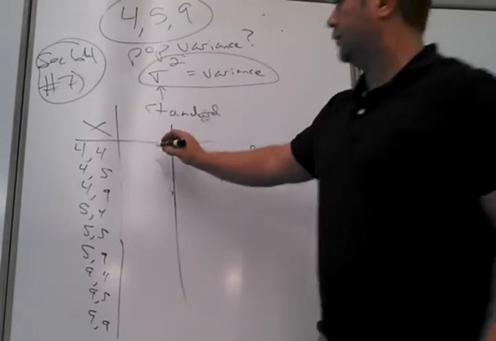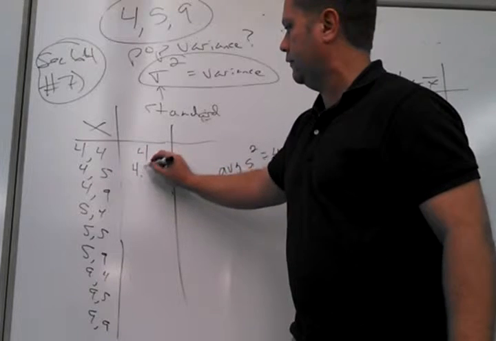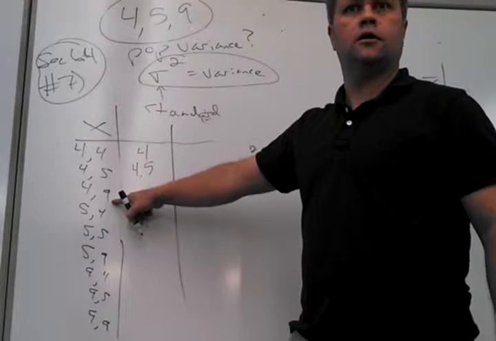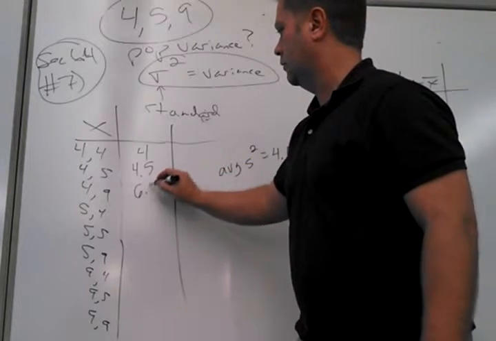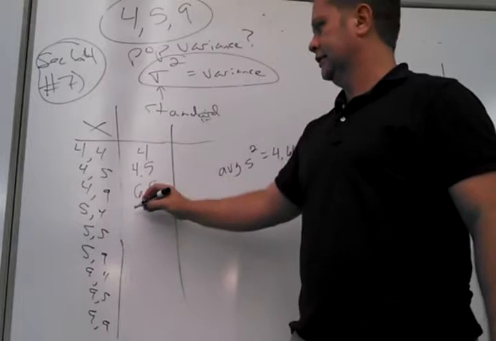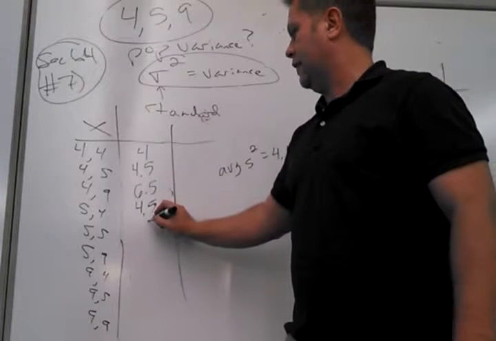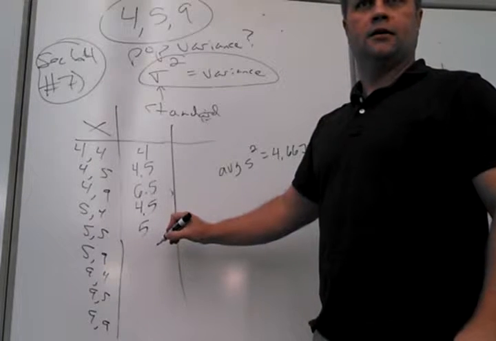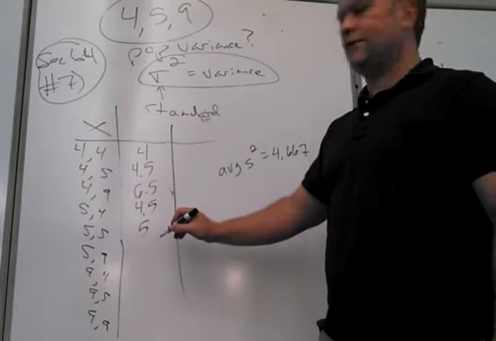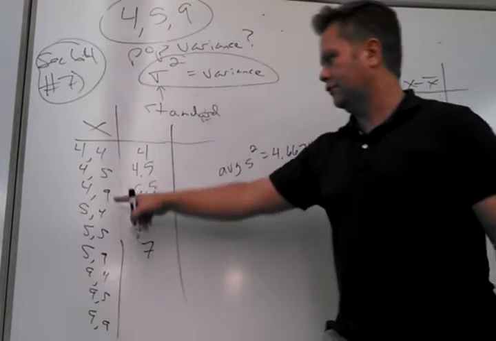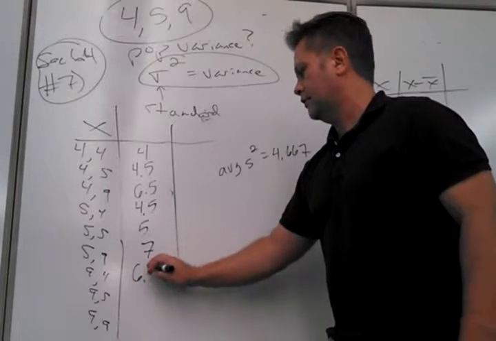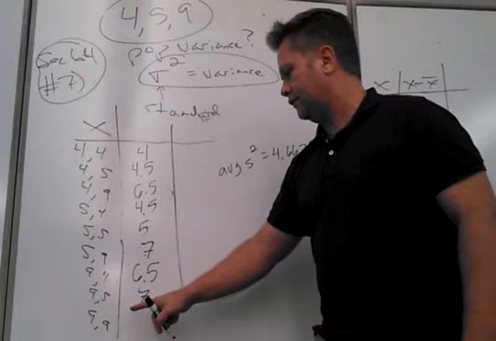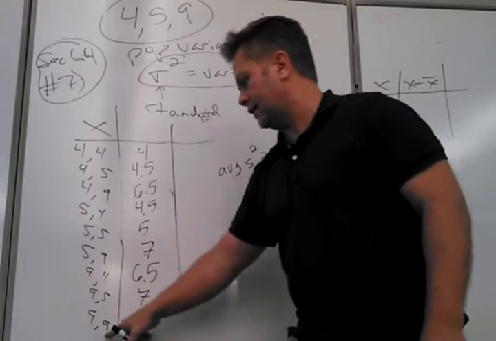All right, so the median here was 4, like you told me. The median here was 4.5. What's the median of 4 and 9? 6.5. Median of 5 and 4? 4.5. 5 and 5? 5. 5 and 9? 7. So 4 and 9 is 6.5, and 9 and 5 is the same as 5 and 9, 7. And 9 and 9? It's 9.